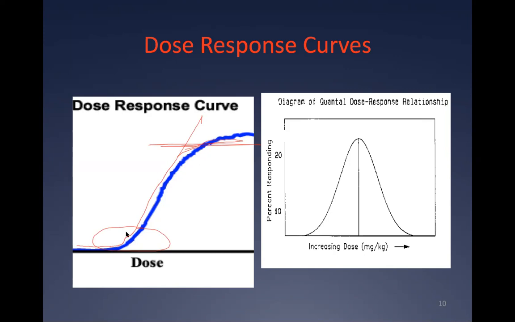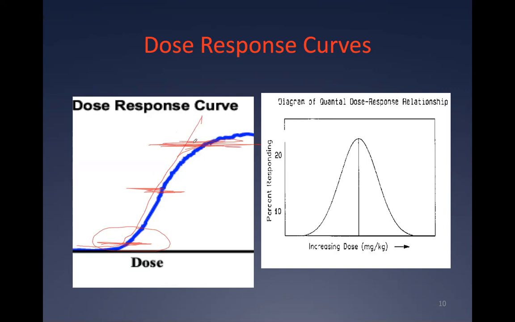The middle of this curve we refer to as the ED50, which is effective dose 50, or sometimes if we're doing in vitro, they may call it the EC50, which is the effective concentration. A lot of times we may talk about the ED25 or the ED10, which means that's when 10% of the effect occurs. We may talk about ED90, which is up here.